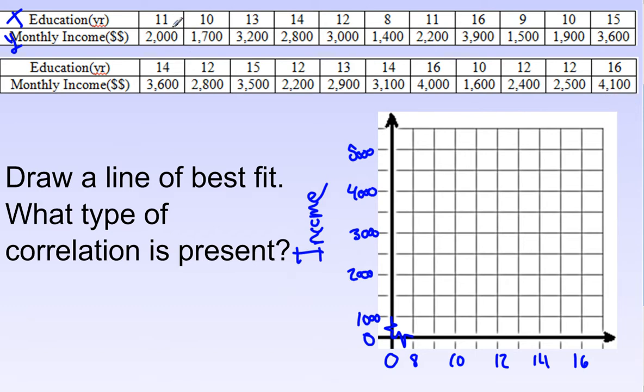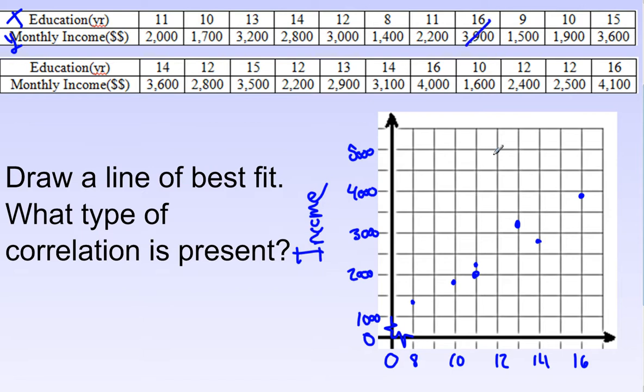So a person who has 11 years gets $2,000 a month. 10 years gets $1,700 a month. 13 years gets $3,200 a month. 14 years gets $2,800 a month. 8 years gets $1,400 a month. 11 gets $2,200. 16 gets $3,900. Ooh, aren't they richy rich?